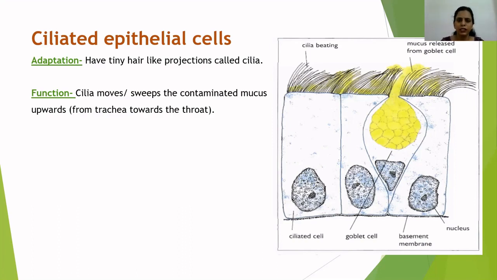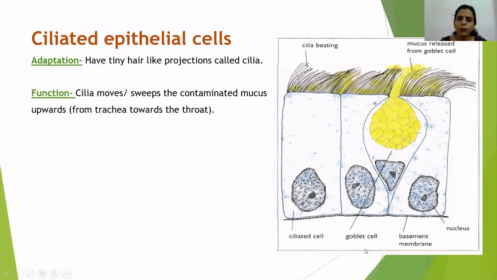Now what is the function of these ciliated epithelial cells? First, understand the adaptation. The adaptation of these cells is the tiny hair-like projections, which are known as cilia. Apart from this, if you look at this picture, you can find that wherever these ciliated epithelial cells are present in the trachea and bronchi, at certain intervals we have other cells known as goblet cells. Look here in the picture, this yellow colored cell is the goblet cell.